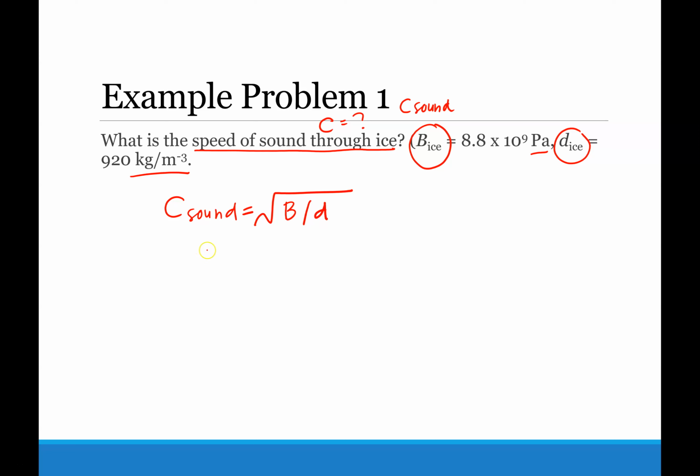So we're calculating the c of sound. You could just abbreviate it c of s. It's going to equal the square root of 8.8 times 10 to the 9th pascals, which is the correct unit, divided by 920 kilograms per meter cubed, which is also the correct units for this.